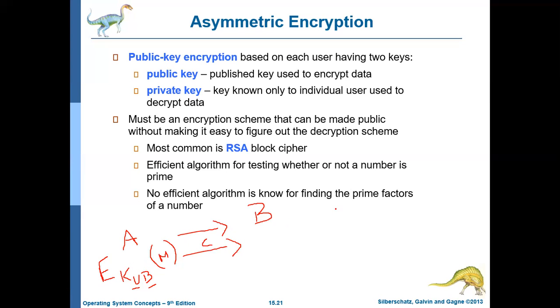And Bob's private key is known only to Bob. C, D, E, and other users, they don't know Bob's private key. They know the public key. So only Bob can decrypt it. Even if others receive this data, they cannot decrypt it.